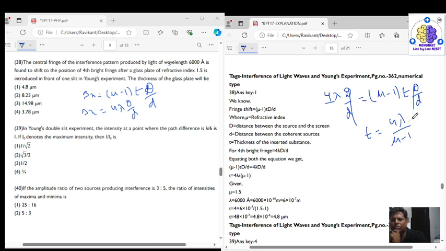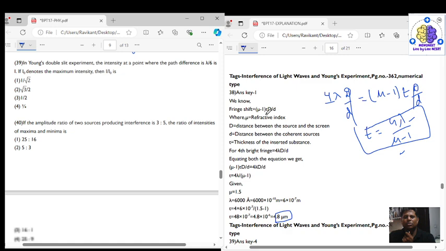Lambda has been given as 6000 angstrom, mu has been given as 1.5. Solving this, we will get t is equal to 4.8 micrometer. We are simply putting the value in this formula, that is t is equal to 4 lambda upon mu minus 1. Solving this, we will get the thickness of the glass plate as 4.8 micrometer, which is your option 1, right? So the correct answer for question number 38 is option 1.